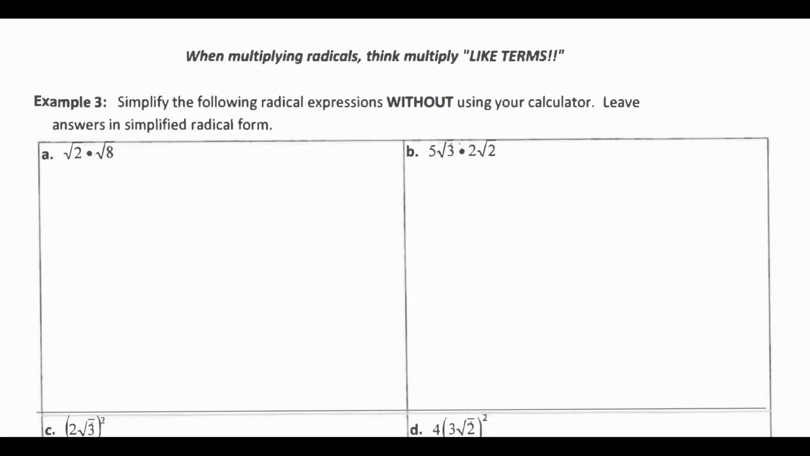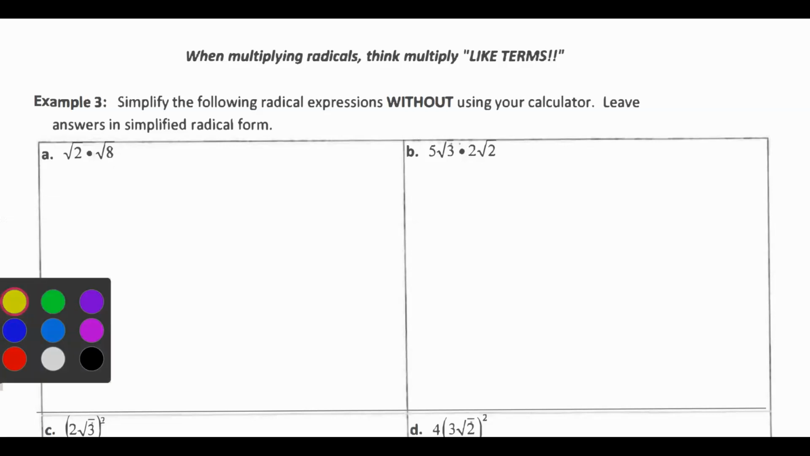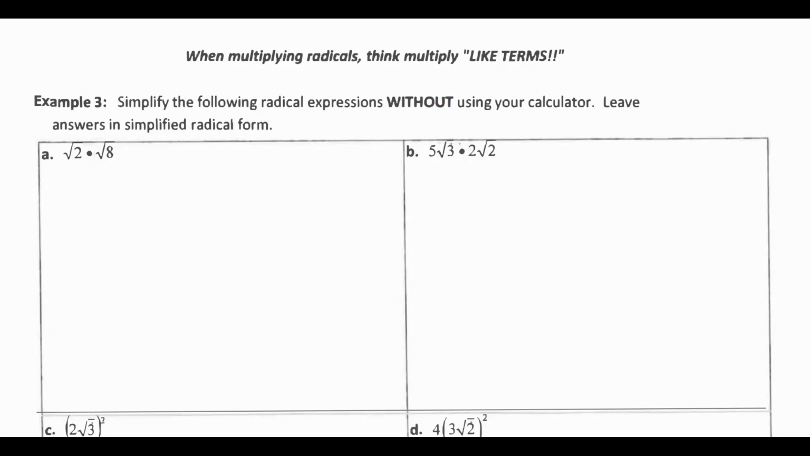This video is for geometry. We're continuing with section 9.1. We're looking at radical review. So in this video, we're looking at multiplying and squaring radicals. One of the things that you want to think about here is when multiplying radicals, you want to think about like terms. Think about them like they're x's.